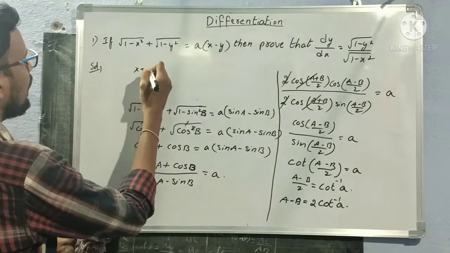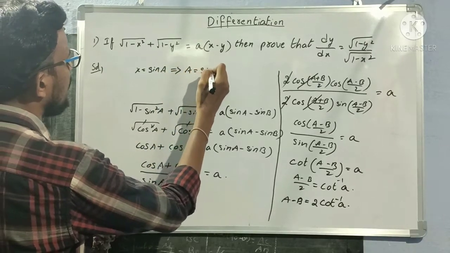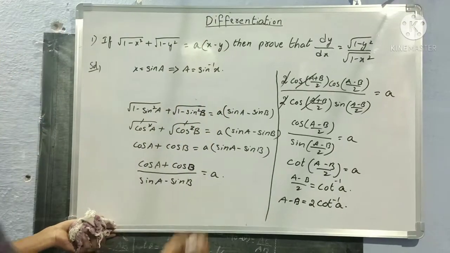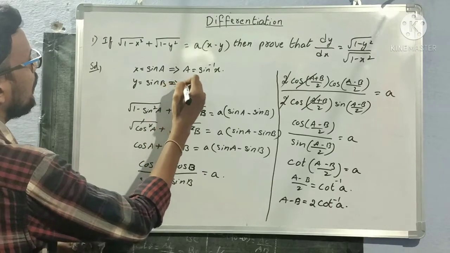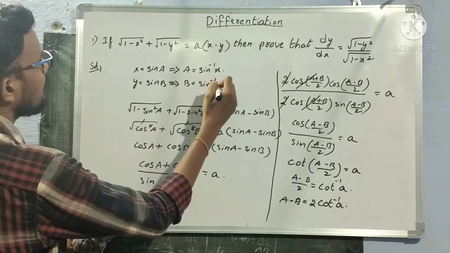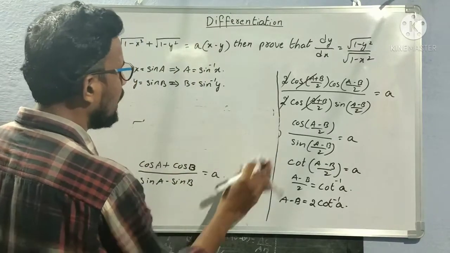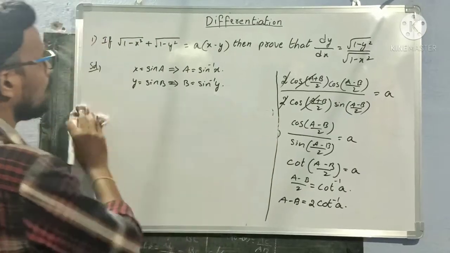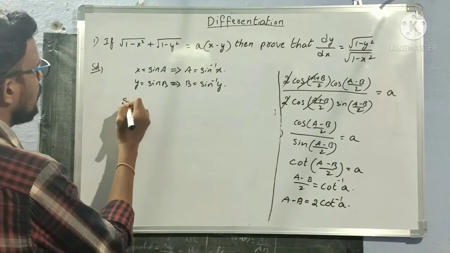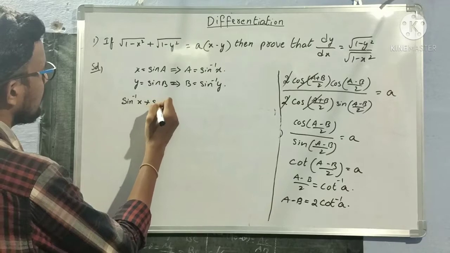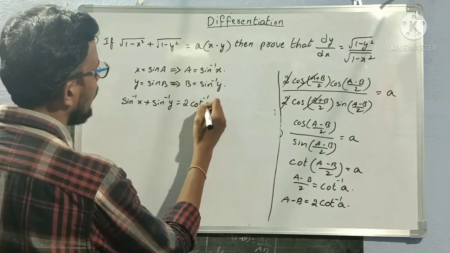So x is equal to sin A. This implies A is equal to sin inverse x. In the same way, y is equal to sin B. This implies B is equal to sin inverse y. Okay. So now I am substituting in the place of A and B, sin inverse x and sin inverse y. So sin inverse x plus sin inverse y is equal to 2 cot inverse A.